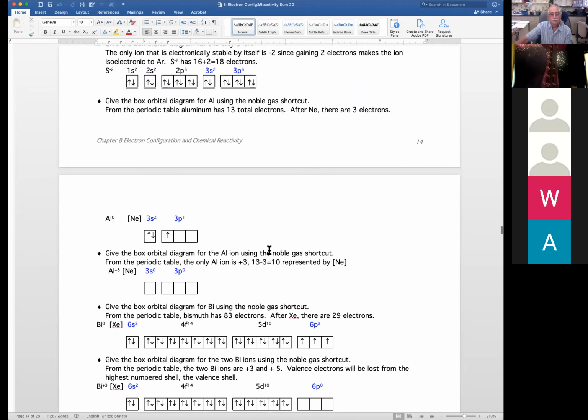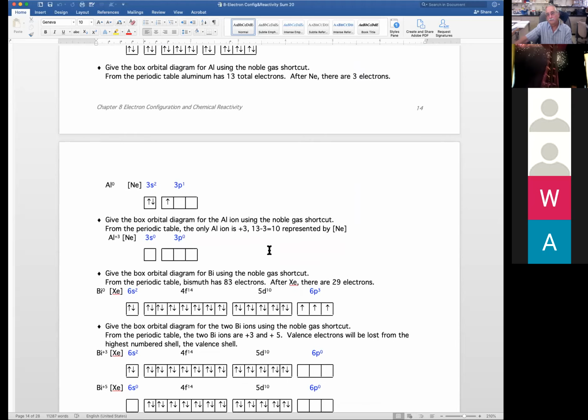What about aluminum? Aluminum is a metal. If you look in the periodic table, all it does is form the +3 ion. So here's the aluminum electron configuration. And what about the ion? Oh, it's completely empty. Make sense? That's the stability right there.